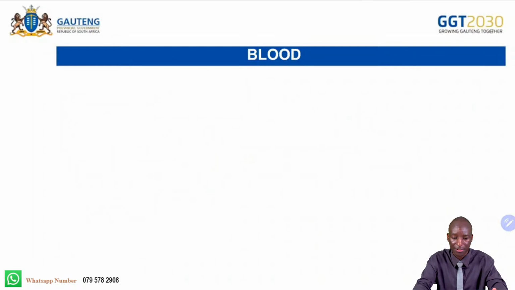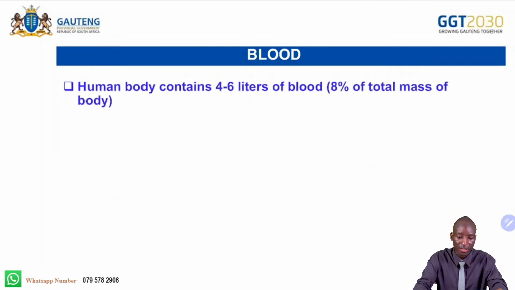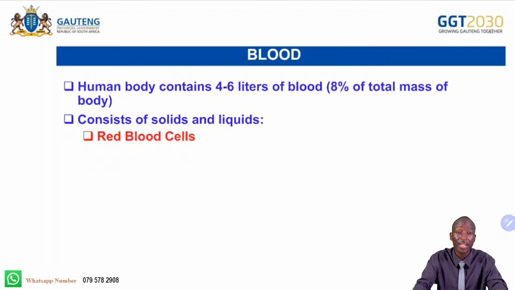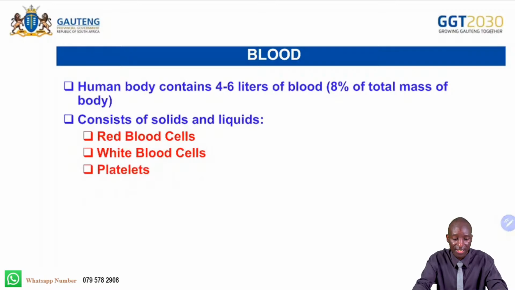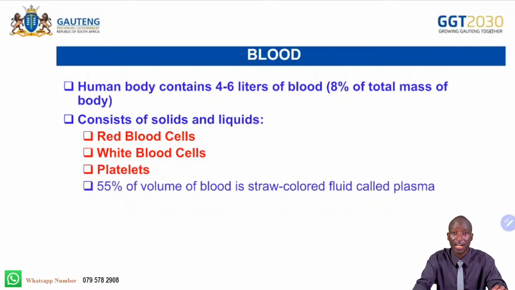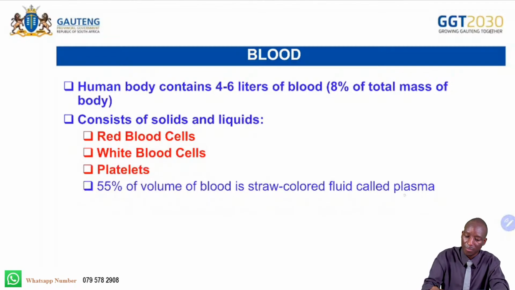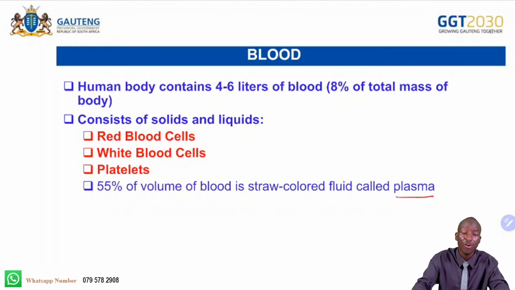Let's look at the blood. Human blood is about 4 to 6 liters, which is 8% of the total mass of the body. It consists of solids and liquids, okay? It's got the following: the red blood cells, the white blood cells, the platelets, and the plasma. 55% of the volume of blood is a straw-colored fluid which is called the plasma. So these are the components of the blood.